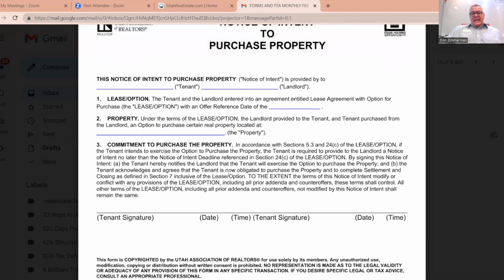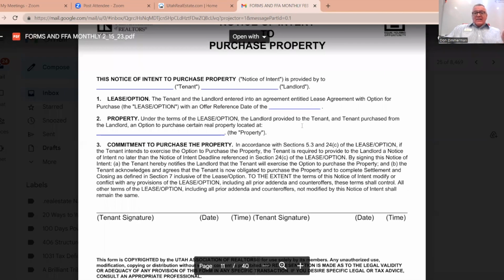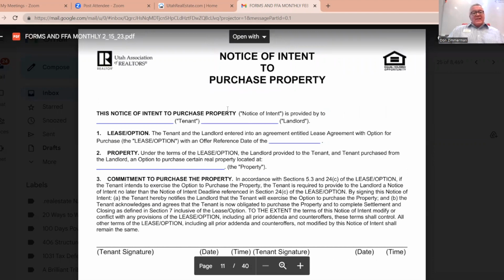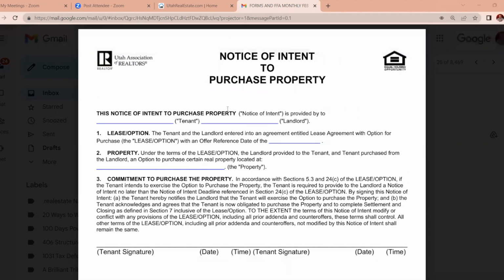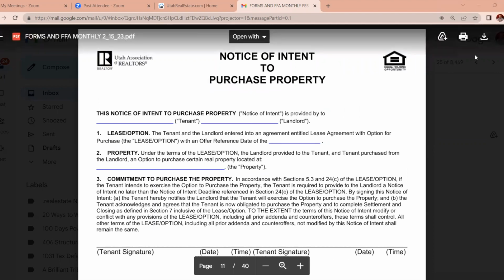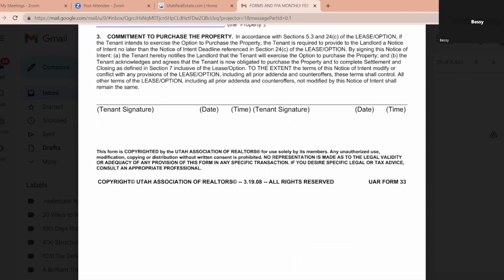But this is intent that in the contract it states that the potential buyer must present this to the seller 30 days prior to the expiration of the date.